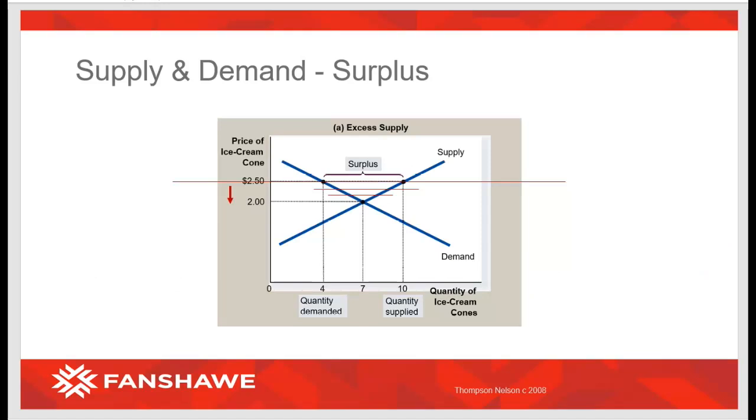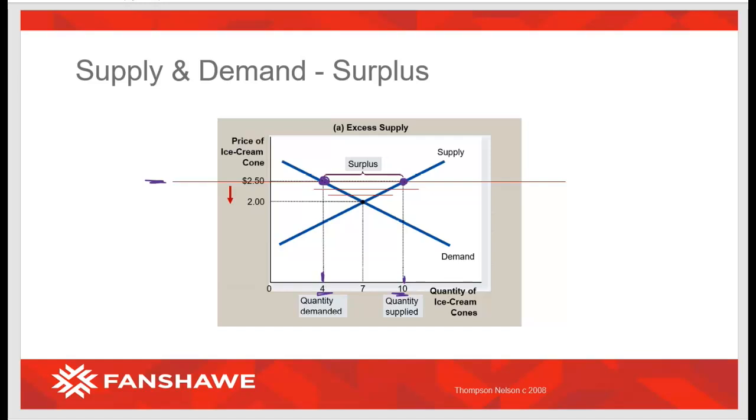So here, I've set the price at a very high level, 250 is higher than equilibrium, and this is the quantity demanded on the demand curve at 4,000 units, and this is the quantity supplied on the supply curve at 10,000 units. So we have a surplus. We have 10,000 units on the market and only 4,000 units being purchased at that price. So I have 6,000 extra units that are not selling.